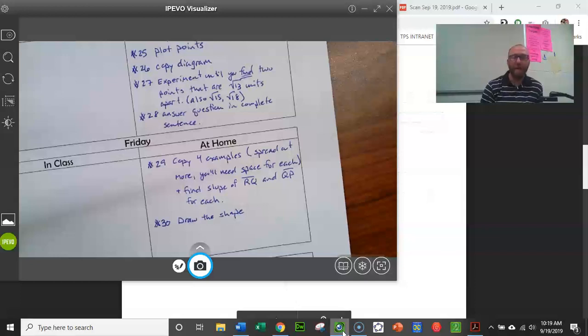29, copy down the 4 examples and calculate the slopes of RQ and QP for each one. And then for 30, well, if you've already done 27, all you have to do is play around until you can connect 6 segments of that length into a hexagon, which you should be able to figure out how to do. I think you can do that on your own.